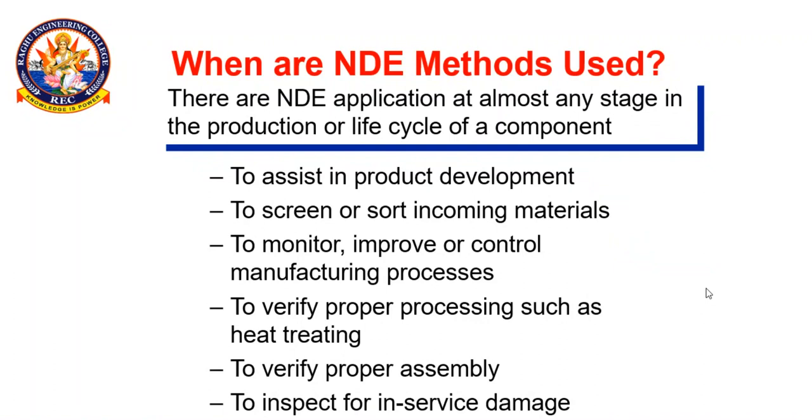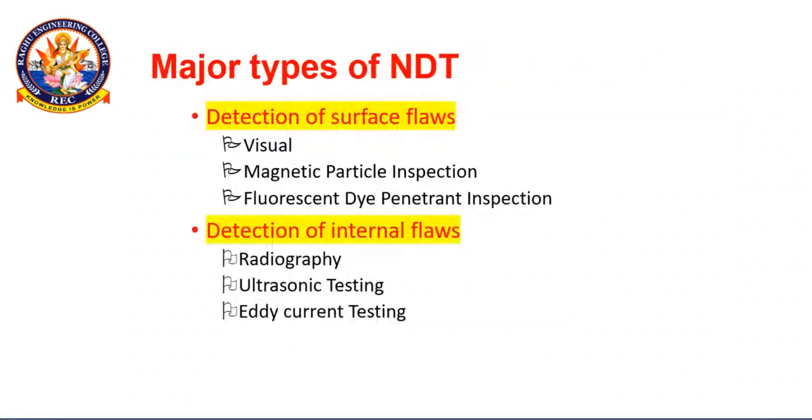In the heat treatment process, in some cases we test the material, and we process it through heat treating to improve the mechanical properties. In the heat treating process, NDE also gives some guidance on how to heat treat the material. The next one is proper assembly: through the NDT process we can test whether it is a proper assembly or not. And for in-service damage, if any service damages are there, we can test with NDT methods.